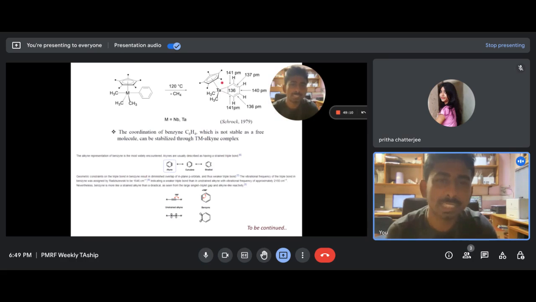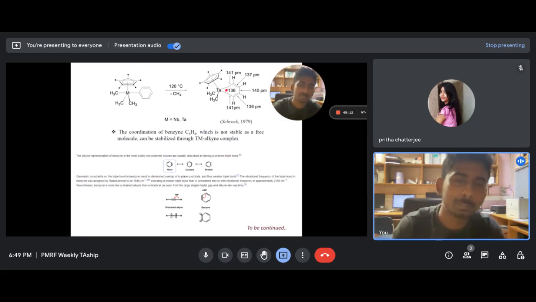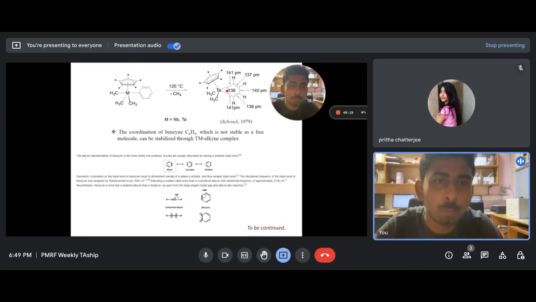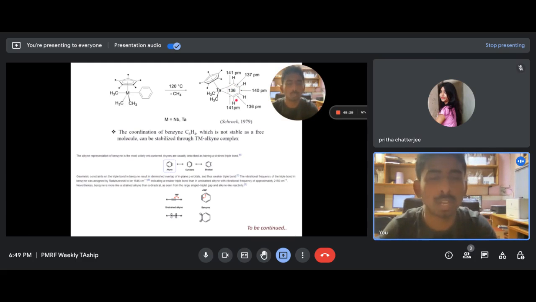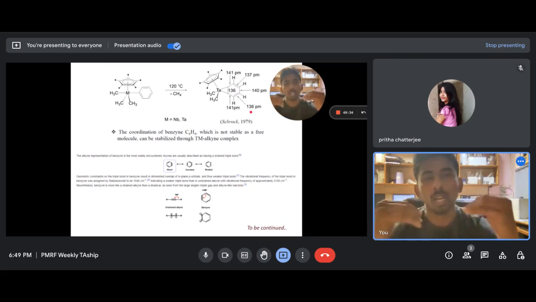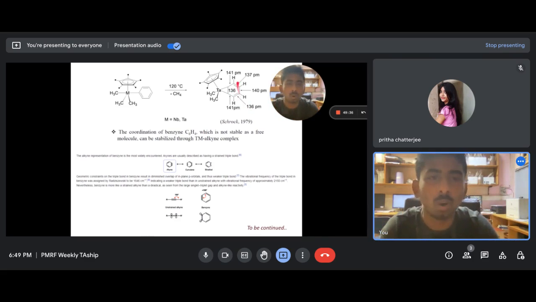But what happens in this case? Since this transition metal is there, and this benzyne, you can think of it as a biradical, it's binding to the tantalum center. In this case, you see the bond length is 136 picometer. This one is 141 picometer. This one is 137 picometer. This one is 140 picometer, and this one is 136 picometer. So there occurs a significant bond length change in all this benzene moiety. So this benzyne can be stabilized in terms of bonding to the tantalum center.